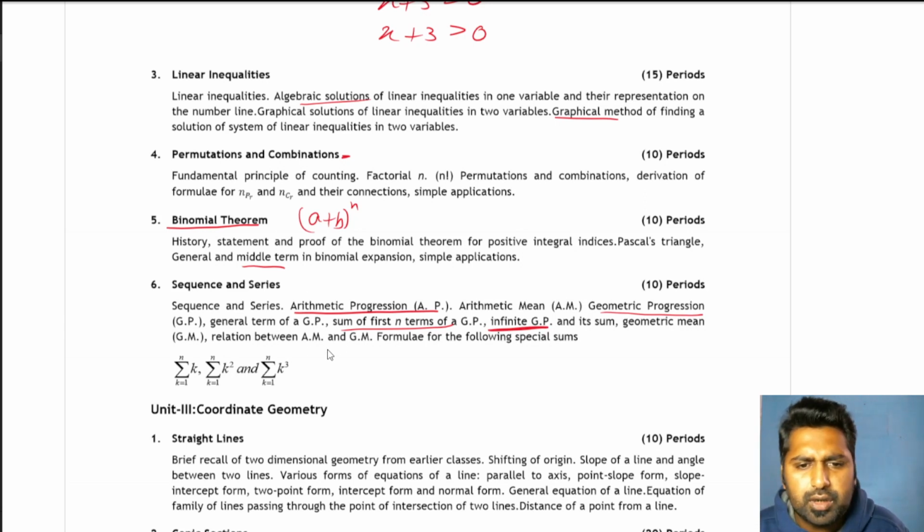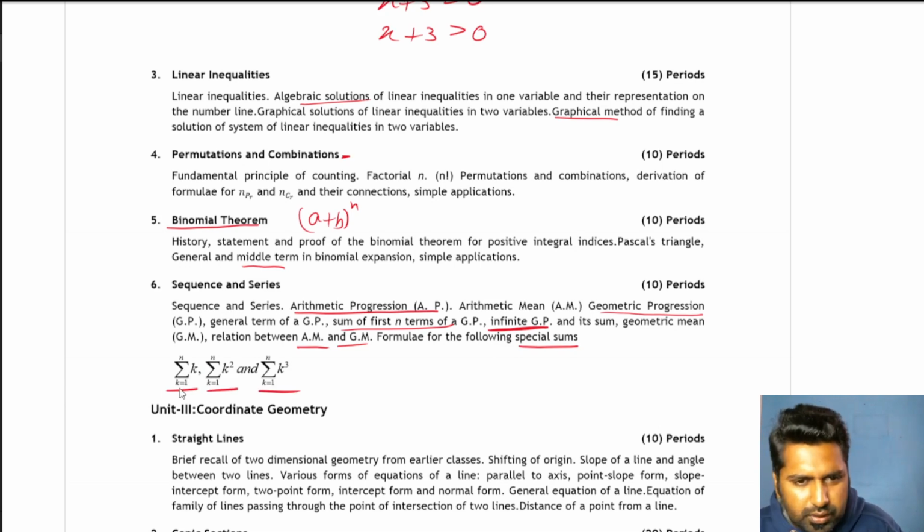Okay, then we'll talk about arithmetic mean, geometric mean, and the relation between them. Sometimes they ask that directly: what is the relation between arithmetic mean and geometric mean. Okay, and then there is a special series known as summation k square, summation k cube. First of all, I'm not sure if you understand this notion of summation. If you do, it's a good thing. If you don't, anyways, I'll have to explain.